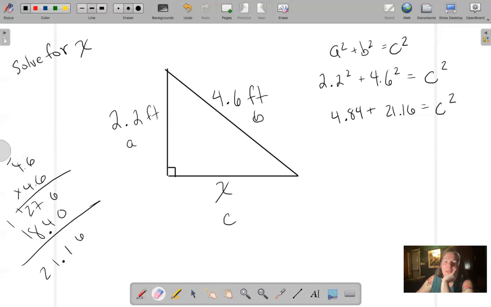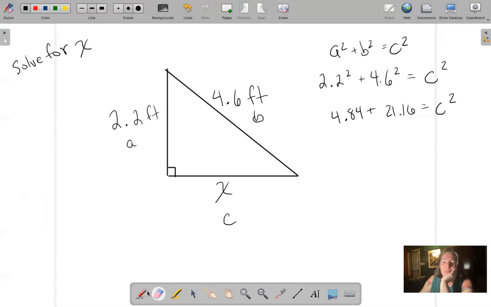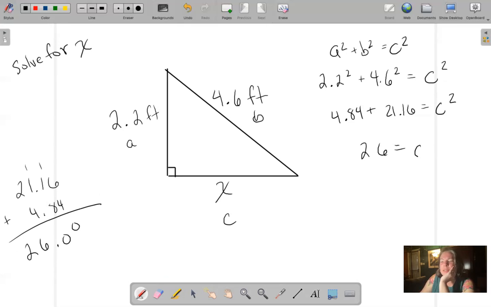Now I have to add those together. 21.16 plus 4.84 is 26. 26 equals C squared. But I don't want C squared. I need C. So I have to get the square root of both sides. So the square root of 26 equals C.